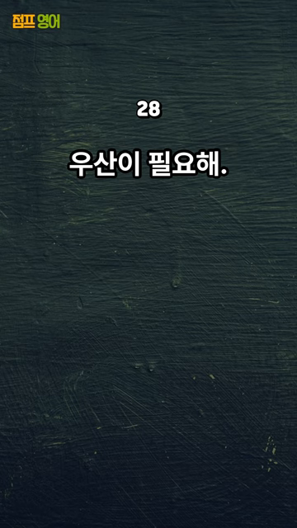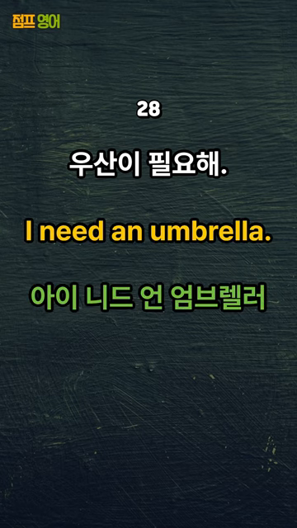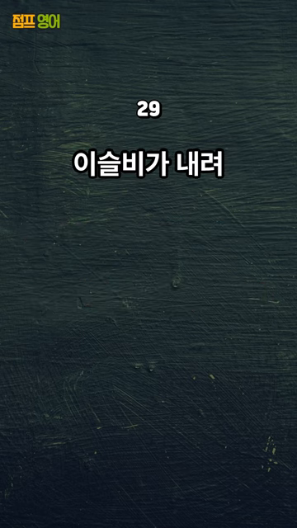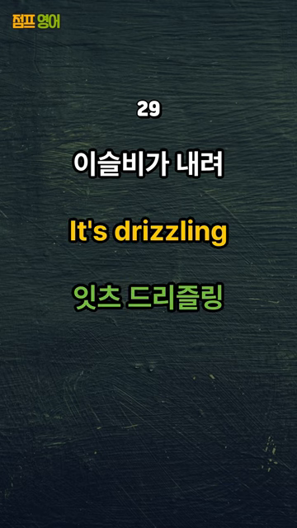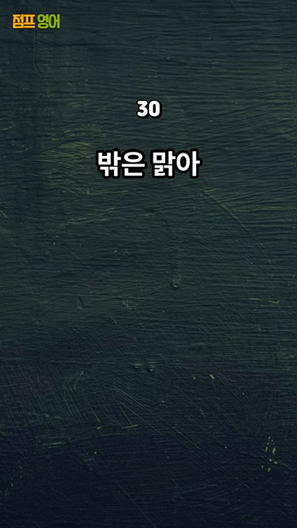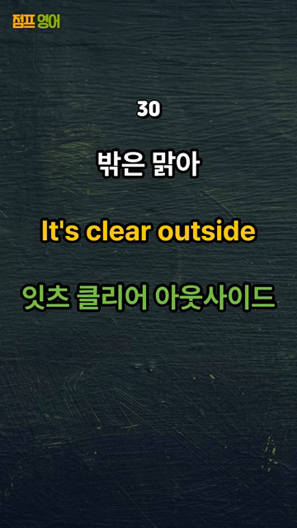우산이 필요해. I need an umbrella. 이슬비가 내려. It's drizzling. 밖은 맑아. It's clear outside.